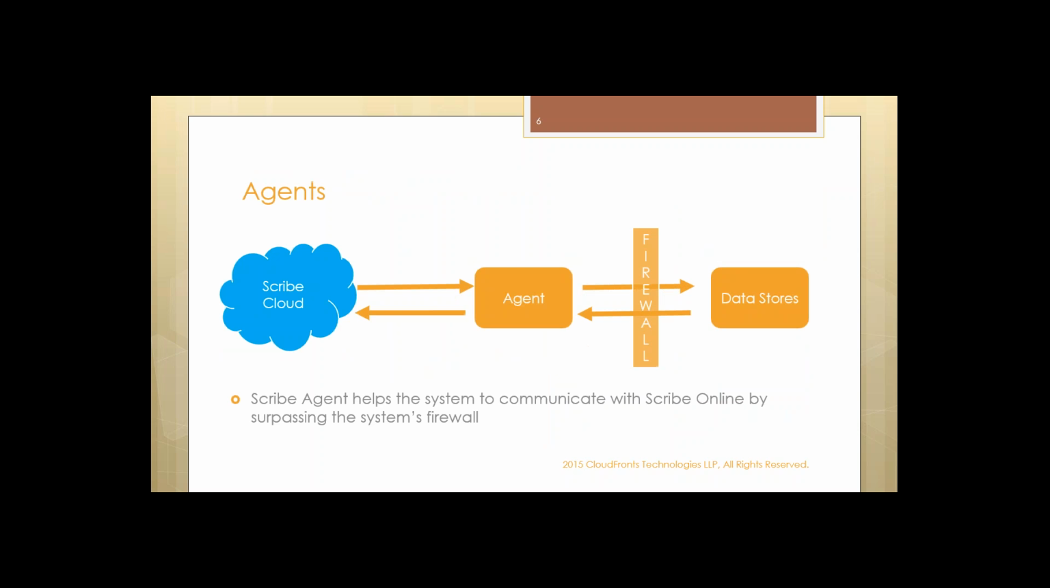So let's start with agent. What is an agent? Let me keep it simple for you. Scribe Online cannot directly get exposed to the data sources in the system. It requires a middleware which will surpass the system's firewall and grant the access to communicate. Agent does this. An agent helps the Scribe Cloud to communicate with the data stores by opening the security hole in the system's firewall. This is all about agent.